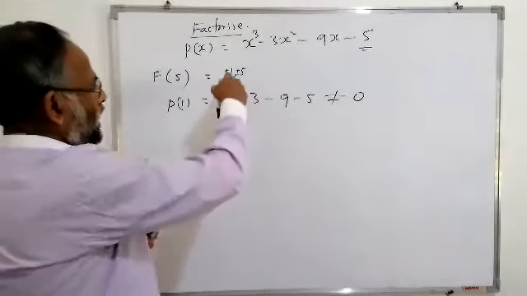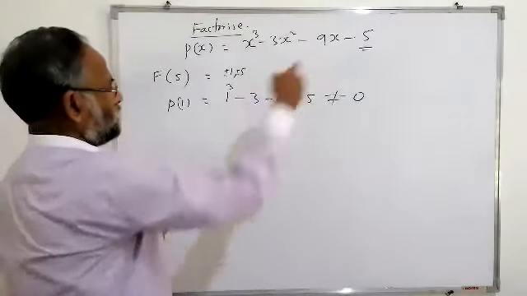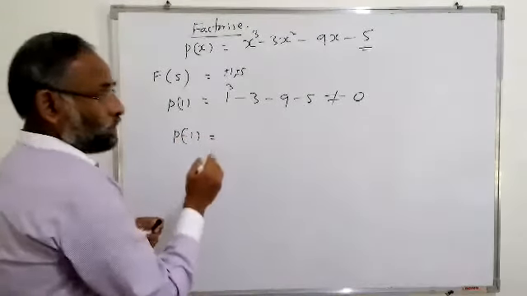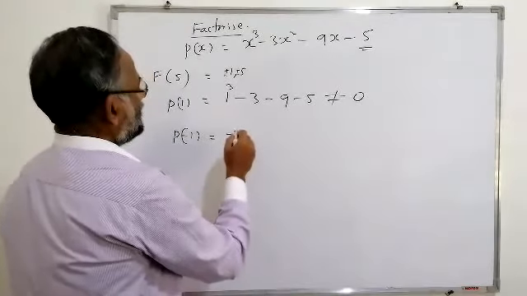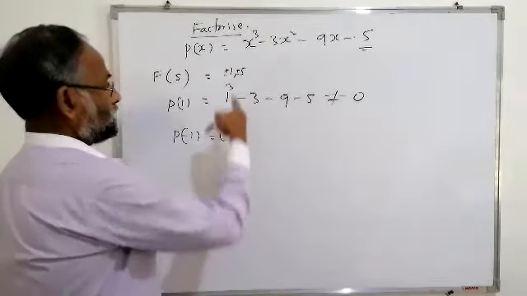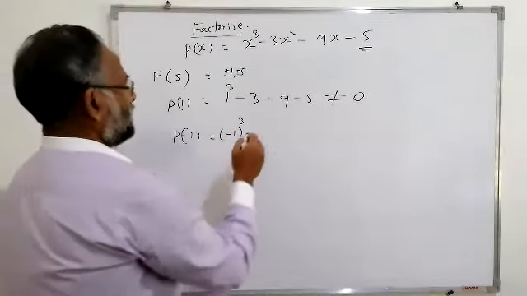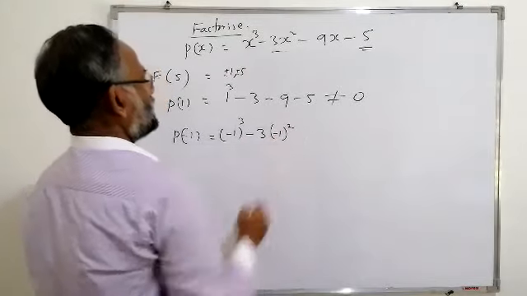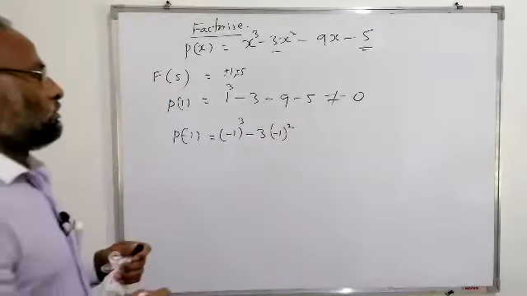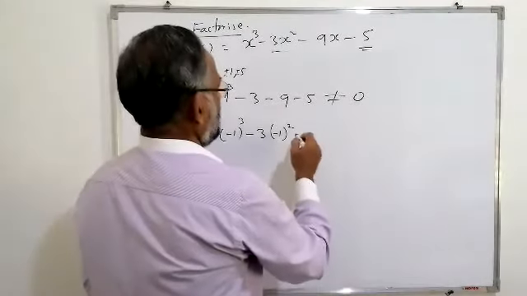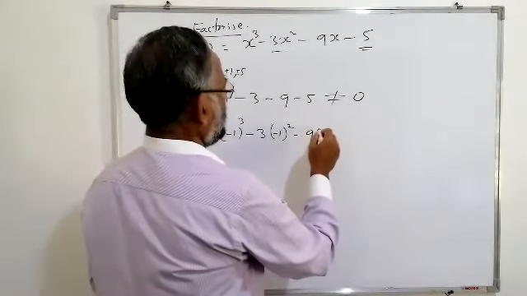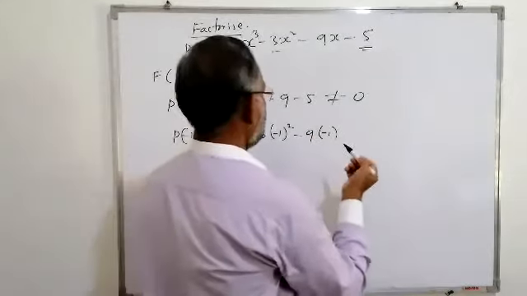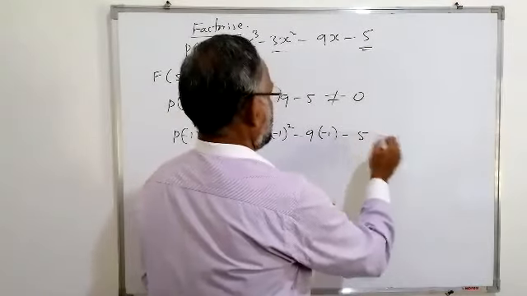Now you have to check minus 1. Check P of minus 1. Now be careful here. Minus 1 all cube, then minus 3 into minus 1 square. Be careful. Then minus 9 into minus 1. Why all minus? Because our 1 is minus 1. Minus 5.